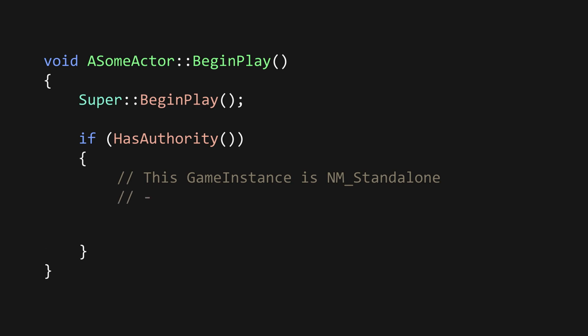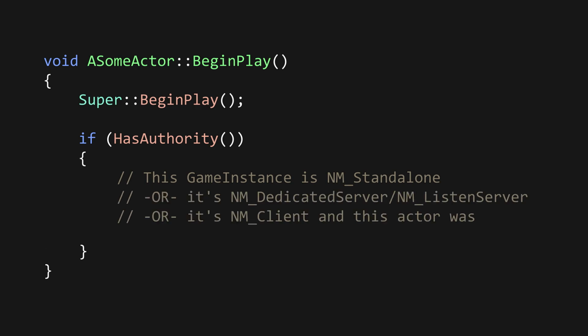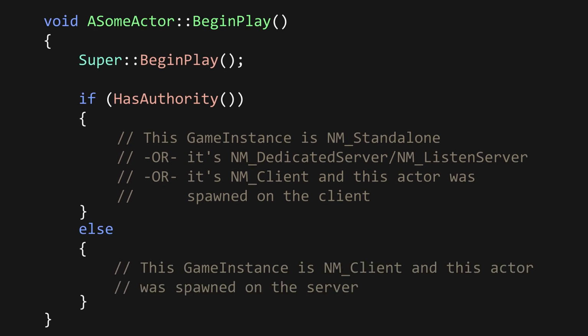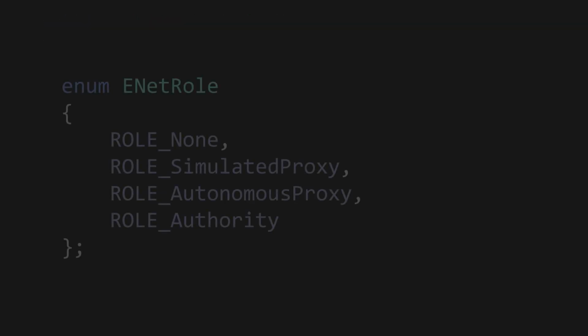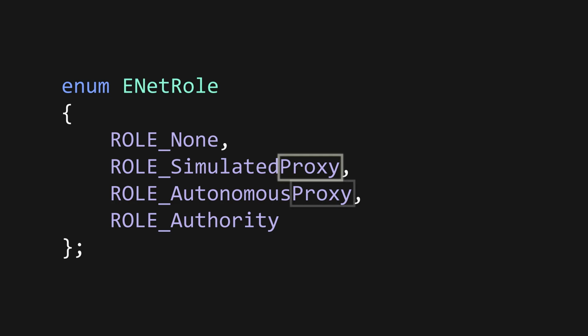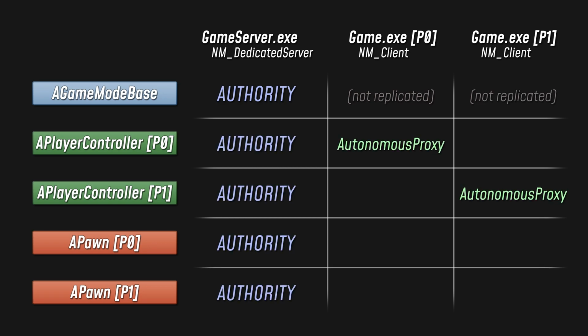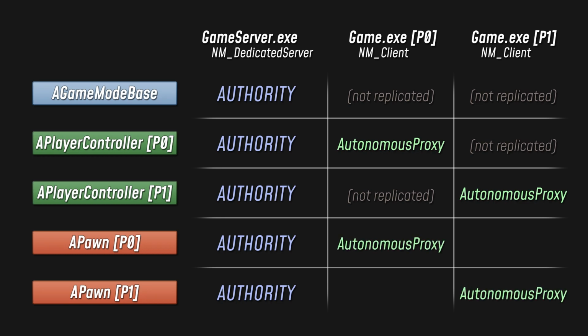If you have authority, you have the final say in updating the state of the actor, either because the game is running in single-player mode, or your code is being executed by the server, or because the actor only exists on the client. If you don't have authority, your code is running on a client, and the actor is being replicated from the server. In that case, the client's copy of the actor is a proxy for the authoritative version on the server. If an actor doesn't have authority, then its role is almost always simulated proxy. Typically, autonomous proxy only enters the picture when we're talking about players. A player controller is replicated to the owning client as an autonomous proxy, and the associated pawn is an autonomous proxy for that client. For all other clients, the pawn is replicated as a simulated proxy.